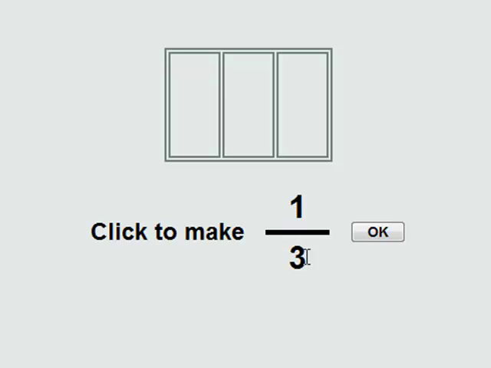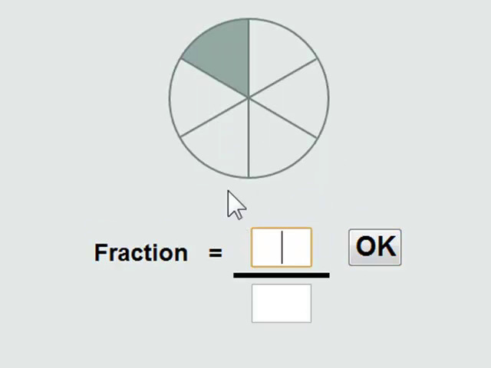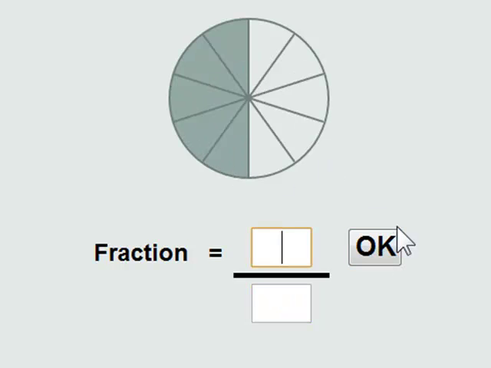This says click to make 1/3. They've already got it broken into 3 parts for us, so we will click on that, and 1 out of those 3 boxes is shaded in. This would make 1/3. Now they want us to identify this fraction. Well, there are 1, 2, 3, 4, 5, 6 parts. Only 1 of them is shaded in. So my part goes on the top and my whole goes on the bottom. There are 6 parts. So 1/6 of this is shaded in.